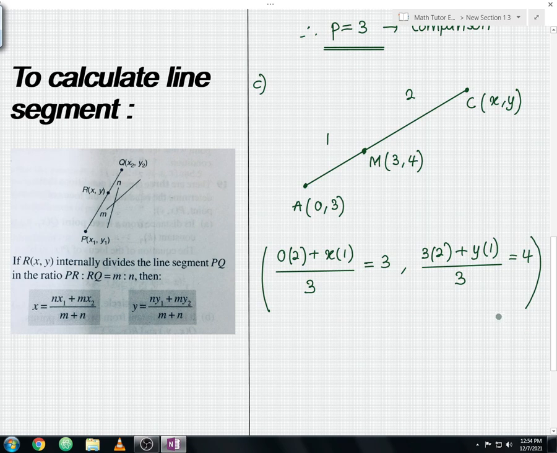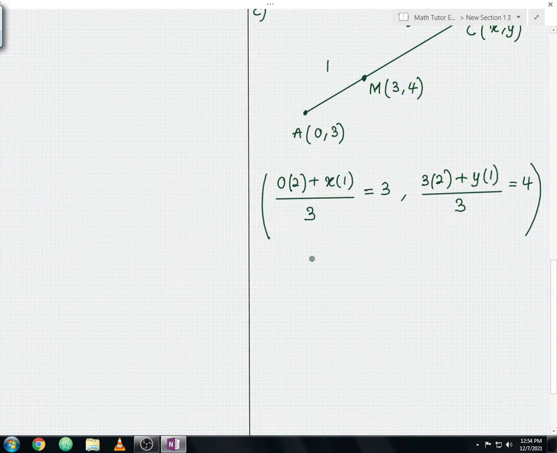Okay, let us solve this simultaneously for x and y coordinate. So from here, 0 plus with x, because 0 times with 2 you get is 0, so x times with 1 you get is x. So these 3 at the denominator you're going to times with 3 over here, so you should get equals to 9. Okay, whereas for the y coordinate, 3 times with 2 you get is 6. Okay, y times with 1 you get is y. So from here, the denominator 3 you times with 4 over here, you should get equals to 12.